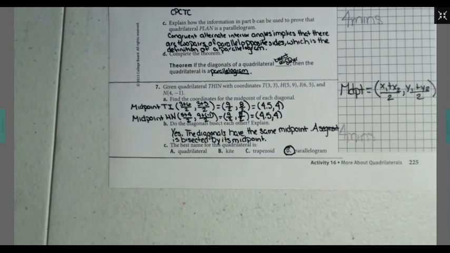Since the midpoints are the same point for both diagonals, that means that they intersect there. And since they intersect at the midpoint of both lines, we know that it bisects each into two congruent halves. Since in question 6 we proved that if the diagonals of a quadrilateral bisect each other, which these clearly do, then the quadrilateral is a parallelogram, we can prove that this quadrilateral is indeed a parallelogram. On to the next set of questions.